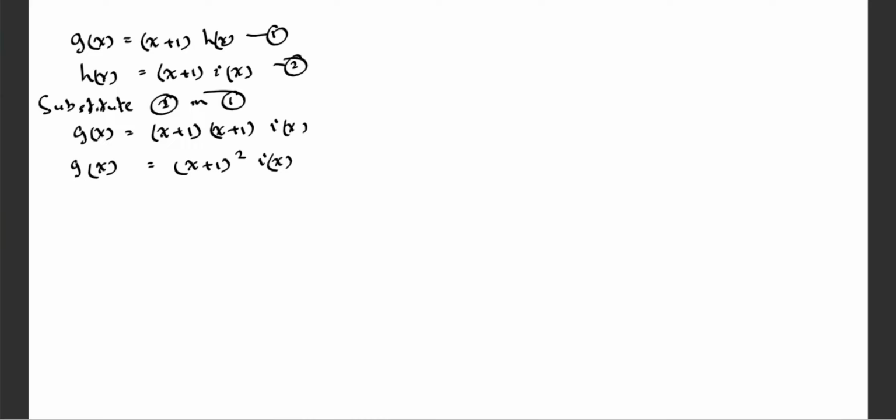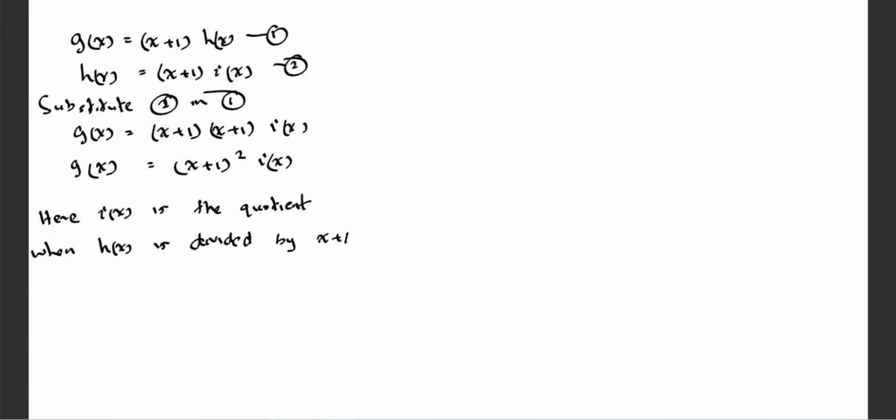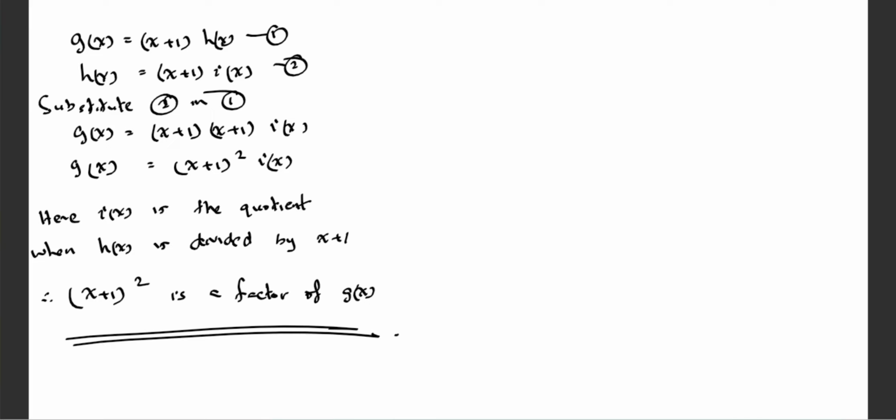You have to define ix. Here ix is the quotient when hx is divided by x plus 1. So what you can derive out of this, which is what the question is asking, is that x plus 1 whole thing squared is a factor of gx. Express gx in this form; basically they are asking you to find ix.